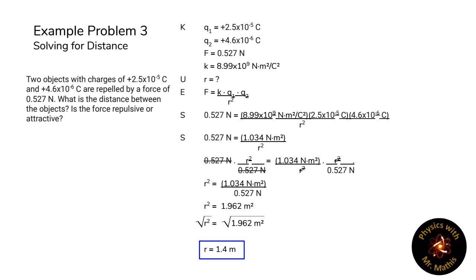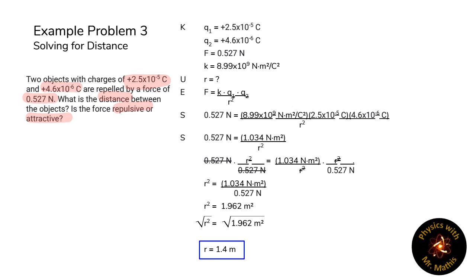In our third example problem, we're going to be solving for distance. In this problem, we have two objects with charges of positive 2.5 times 10 to the negative 5th coulombs and positive 4.6 times 10 to the negative 6 coulombs. And these two charges are repelled by a force of 0.527 newtons. And we want to find what the distance is between the objects and whether the force is repulsive or whether it's attractive. Now, we can tell right away that the force is going to be repulsive because both of the charges are positive. So that's the easy part. Let's work on the distance.